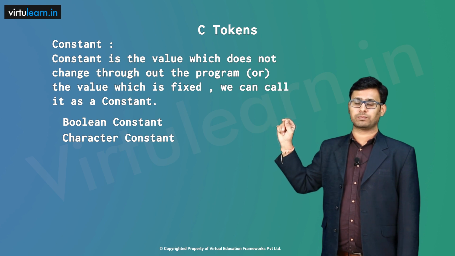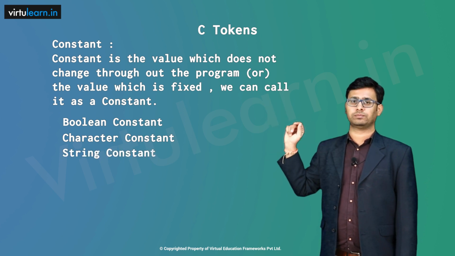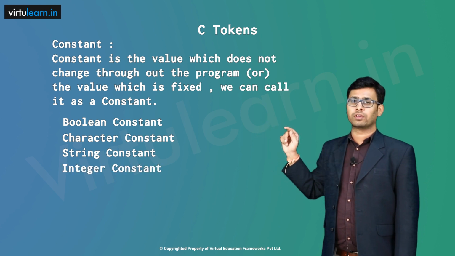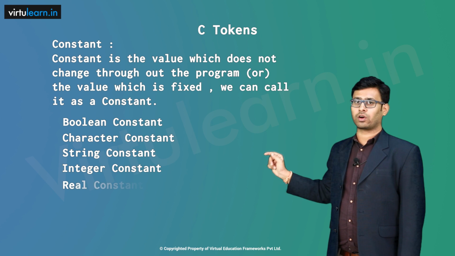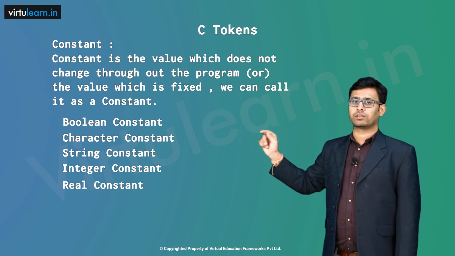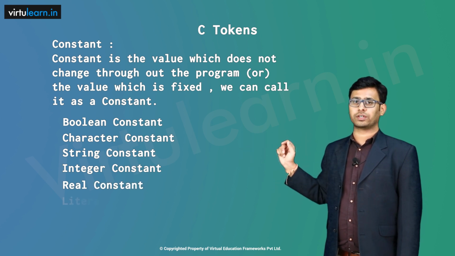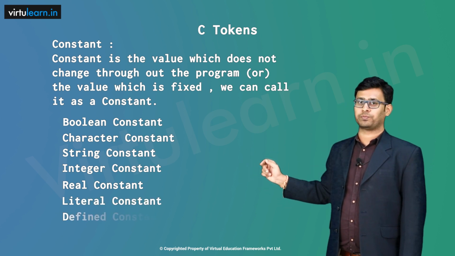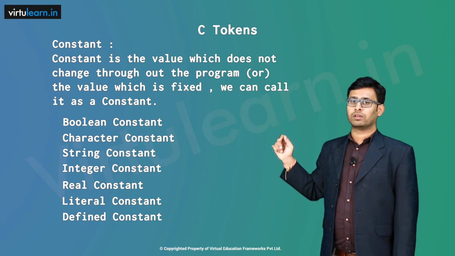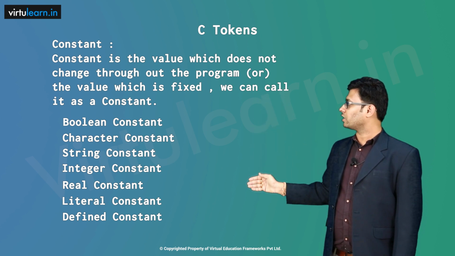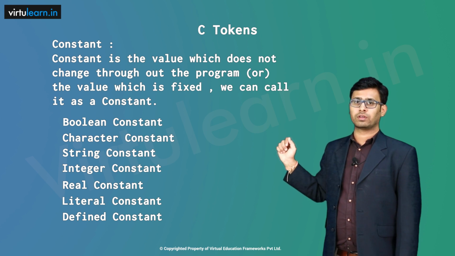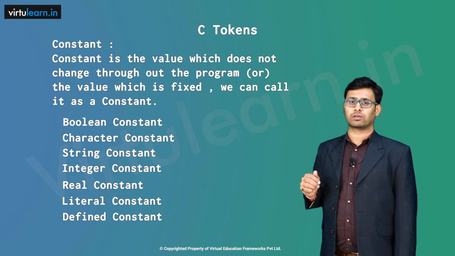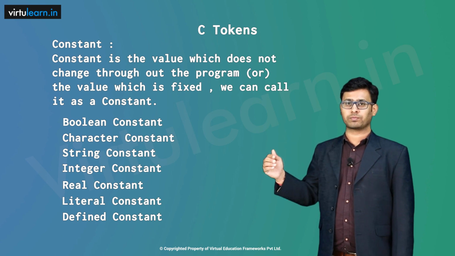Next, third one is string constant. Fourth one is integer constant. Fifth one is real constant. The sixth one is literal constant. And the last, seventh one is define constant. So these are all the different C constants, right? We shall see the examples of these C constants.